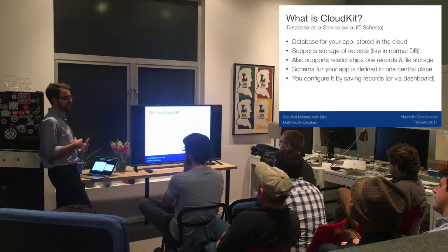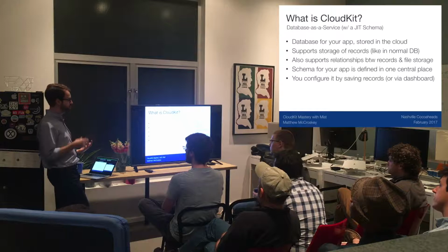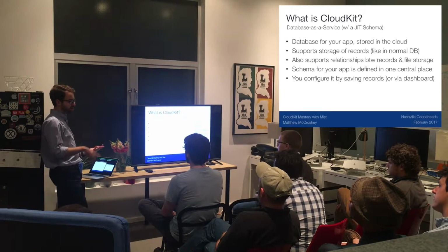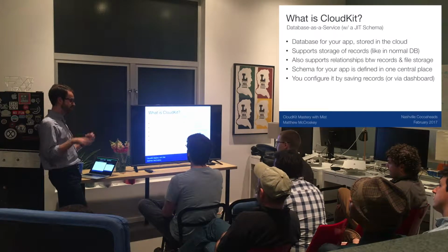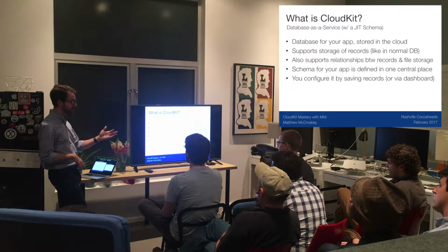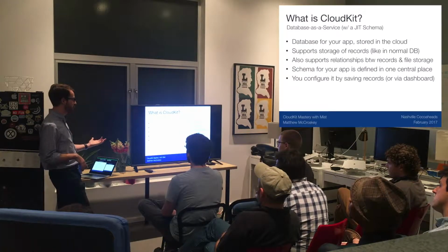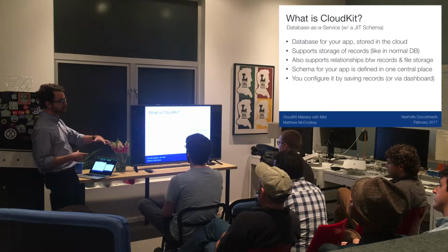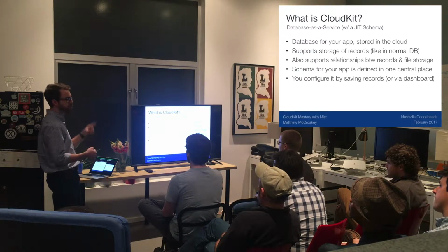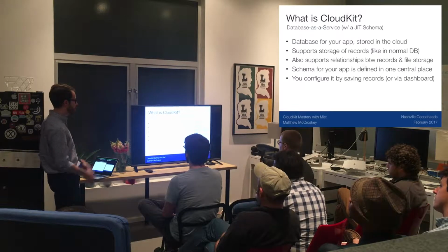So for instance, if you were building a to-do list app, which is the example I'll use throughout the presentation, and you want to have to-dos that have a title and an is-completed flag, you can just create a record which has type to-dos with a title and a completed flag and save it, and that will create that record type in CloudKit. That's just in development. When you go to publish your app, you move it into production and it becomes static, and then each time you update your app, you can move any changes into production, and there's a migration process.